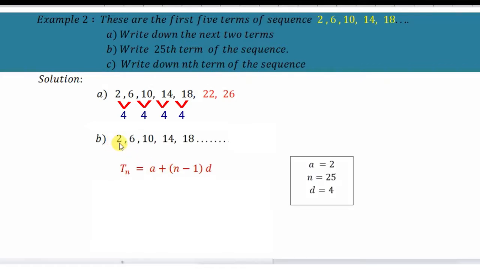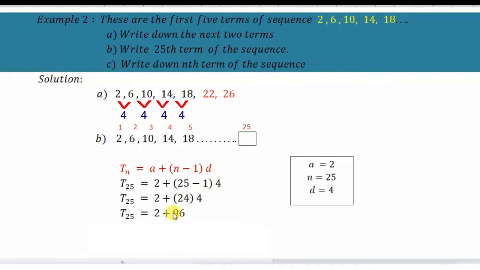And what will be N? N will be 25. We have to find the 25th term of the sequence. So A is 2, N is 25 and D is 4. So 25 minus 1 is 24. 24 times 4 is 96 and 96 plus 2 will be 98. So the 25th term of the sequence will be 98.